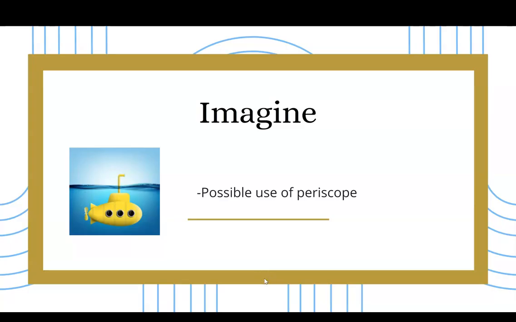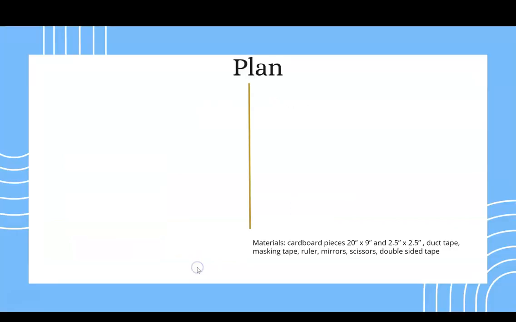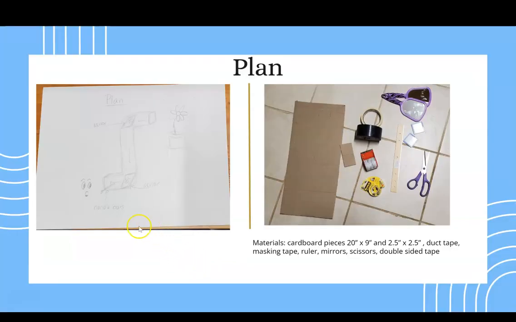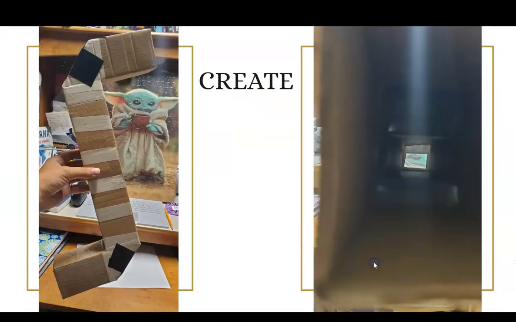We imagine possible solutions for this using a periscope, thinking like in a submarine, how you need a periscope to see above the water. And then in the plan, my drawing shows basically what I would need to do to create it. The only thing missing in my planning where I draw would be dimensions on the periscope. And then I list out my materials, my cardboard pieces. I have two different pieces that I had already measured out and cut up. Duct tape, masking tape, ruler, scissors. And I had two different type of mirrors just to see which one would work better.